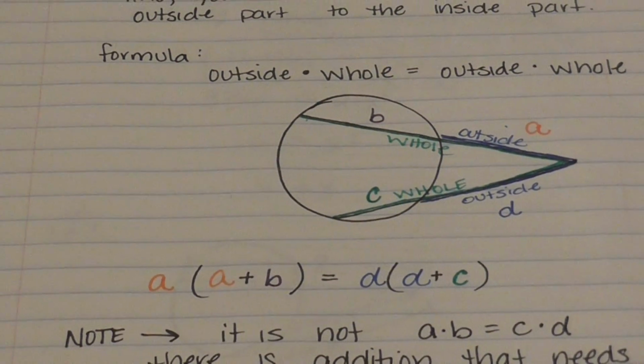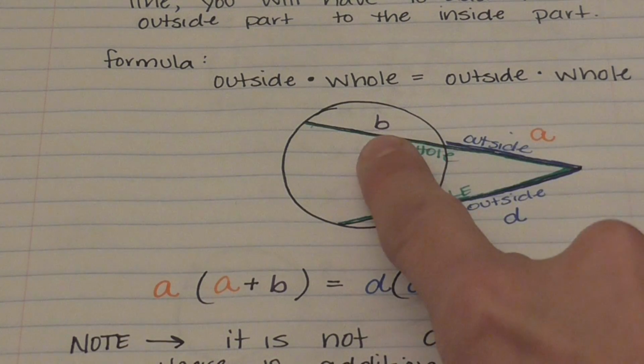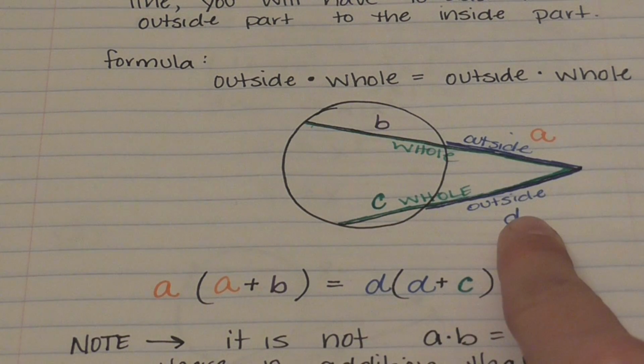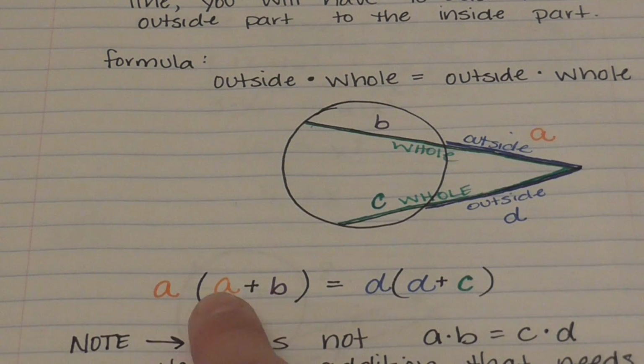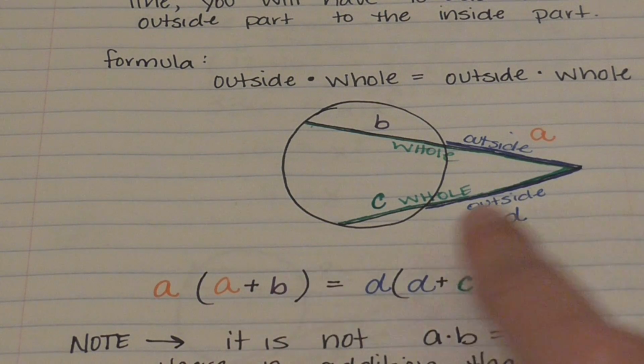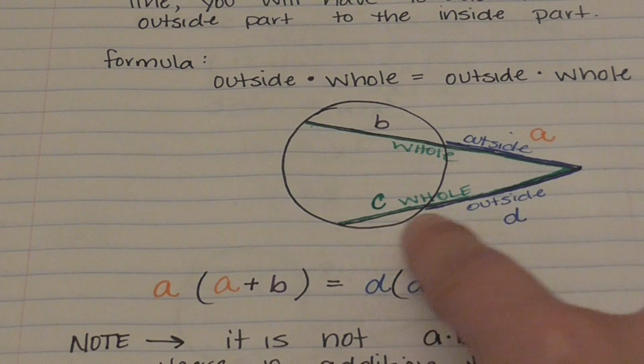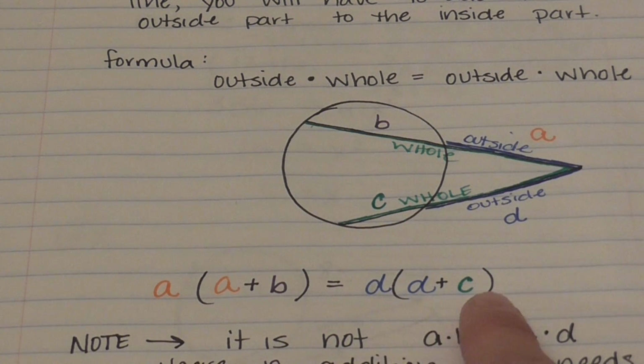If you were setting this up, with this being A and B, and this being C and D, A times A plus B, you've got to add those together to get the whole, equals D times D plus C. Again, you've got to add them together.